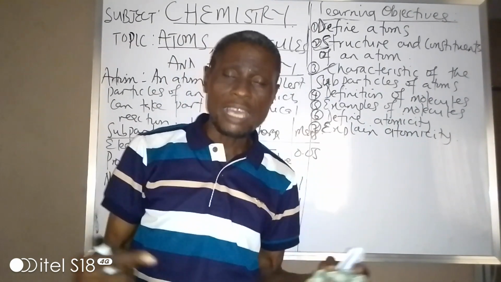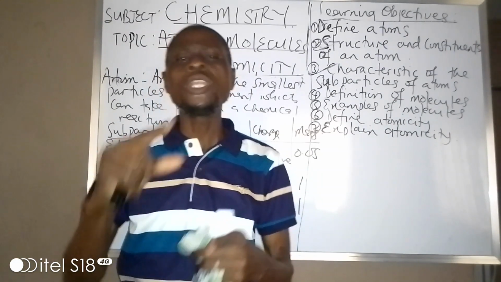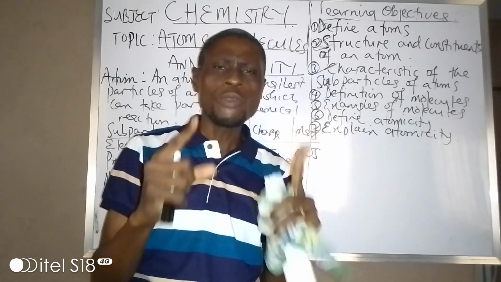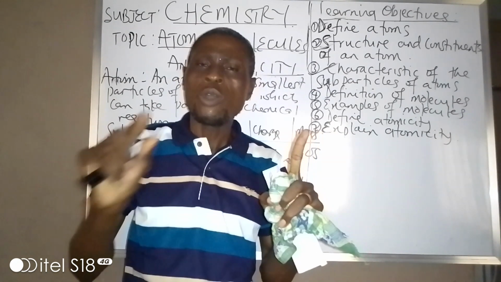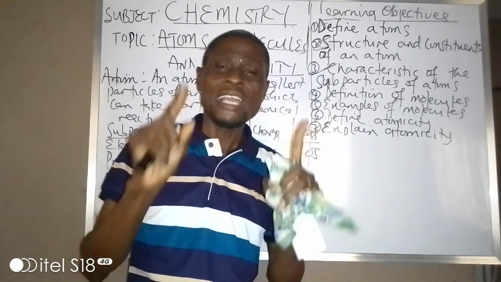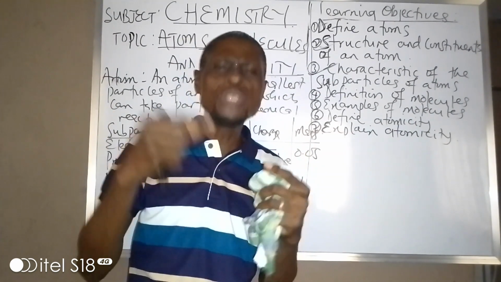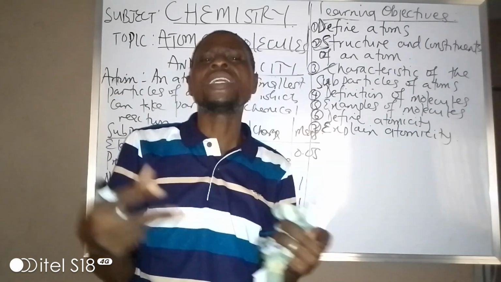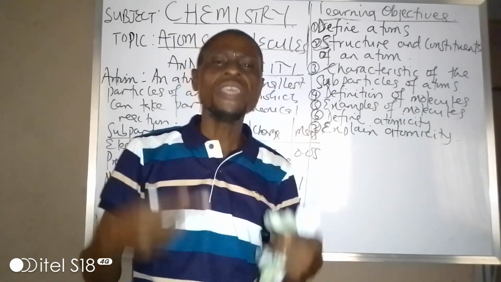So what you are trying to say is that a molecule can be in the form of what? Element, or in the form of what? Compound. Why do we say in the form of element? Some atoms are capable of existing independently, capable of existing alone. Some molecules can exist independently. They are made up of one single atom. Some molecules are formed when atoms of the same element join together.